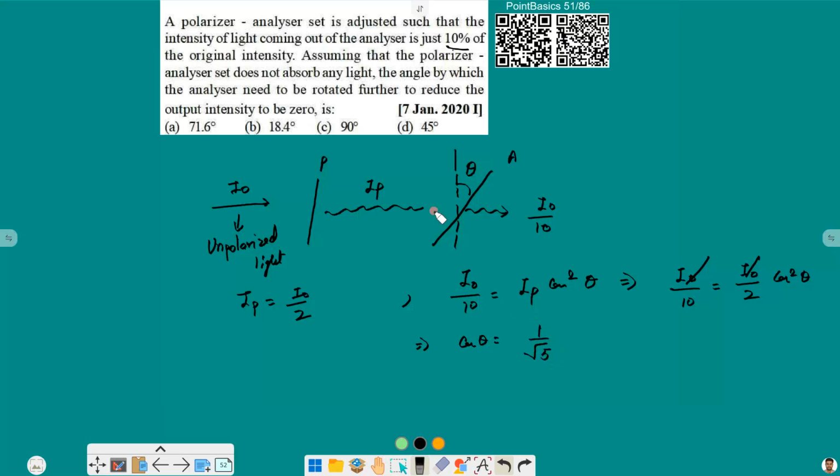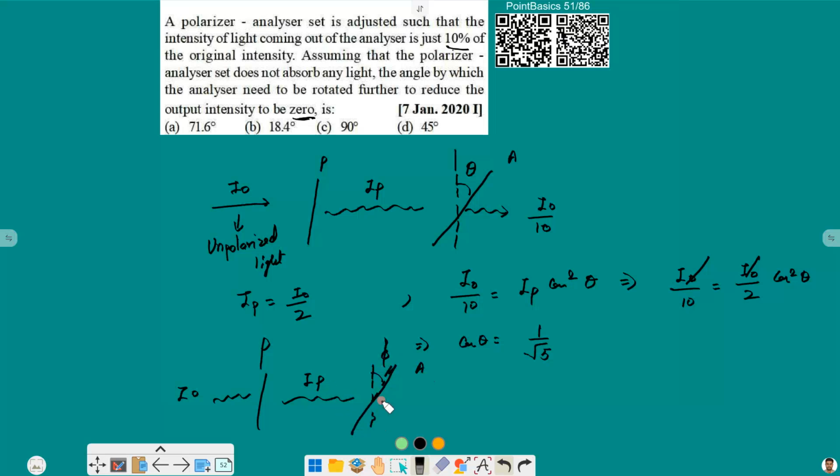Now what happens if we want to reduce the intensity to 0? Suppose finally the intensity is 0. So this is P, this is I node light, and after traveling through P it becomes IP, which is again I node by 2, and now this angle between P and A becomes phi.